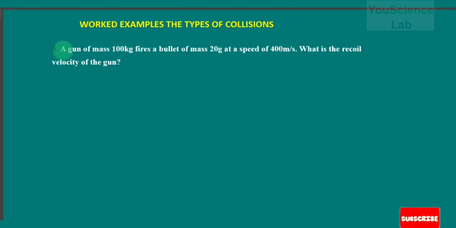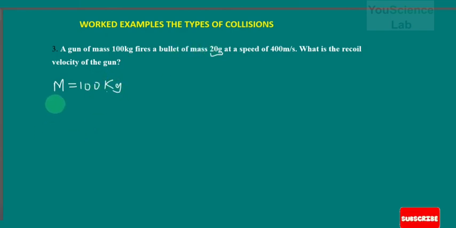Question 3. A gun of mass 100 kilograms fires a bullet of mass 20 grams at a speed of 400 meters per second. What is the recoil velocity of the gun? Now, we know that the mass of the gun, big M, is equal to 100 kilograms. And the mass of the bullet, small m, is equal to 20 divided by 1000. We have to convert it to kilograms. So that gives us 0.02 kilogram.